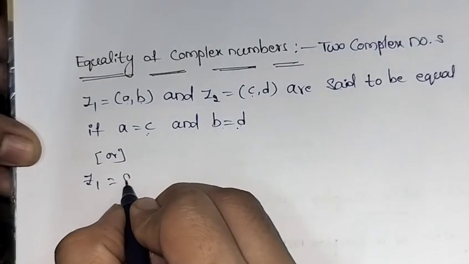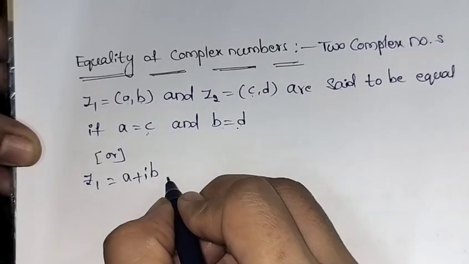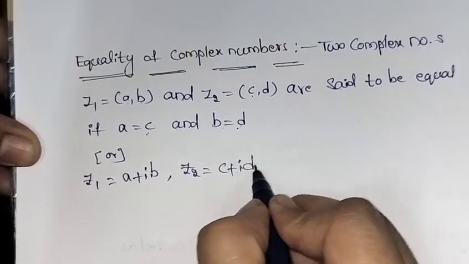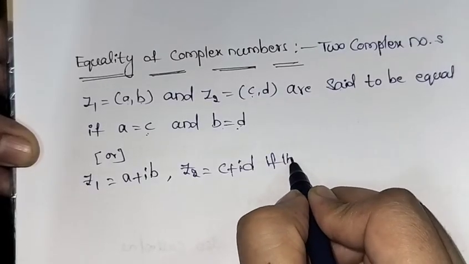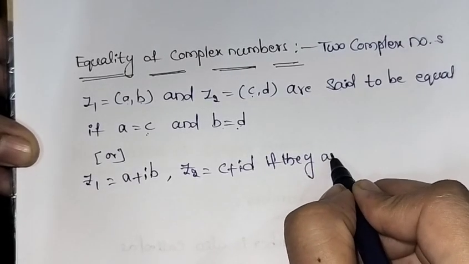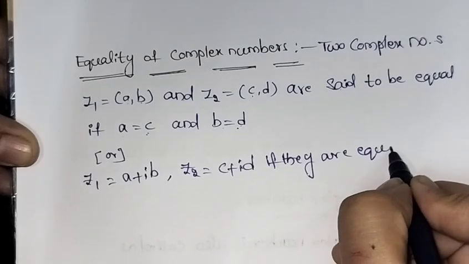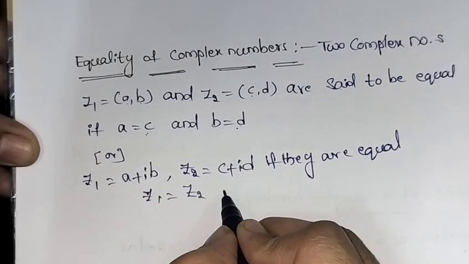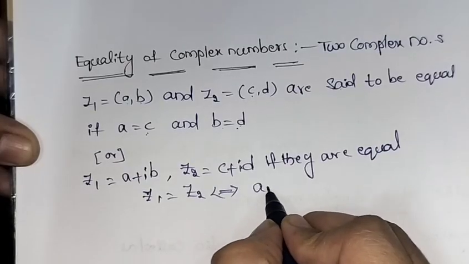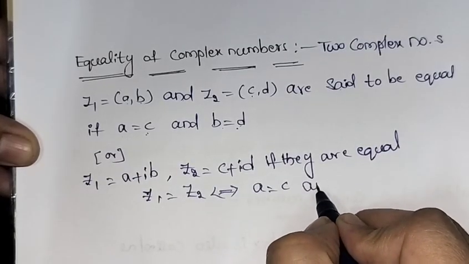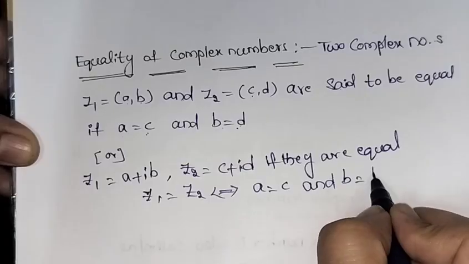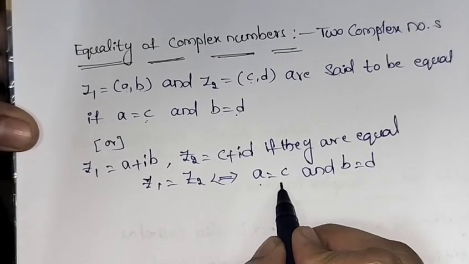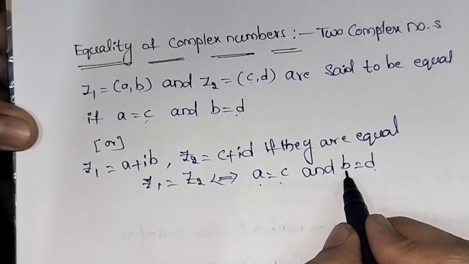z1 is equal to a plus ib, z2 is equal to c plus id. If they are equal, z1 is equal to z2 if and only if a is equal to c and b is equal to d. In this also, corresponding real parts are equal and corresponding imaginary parts are equal.